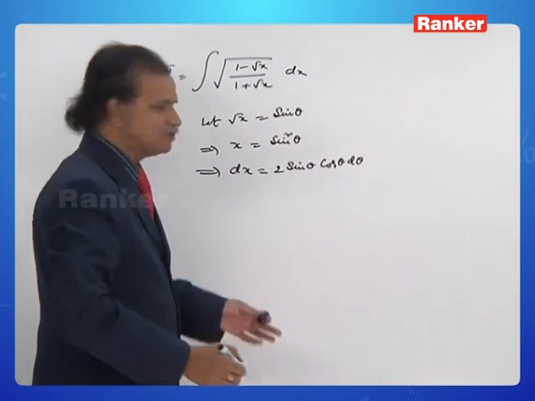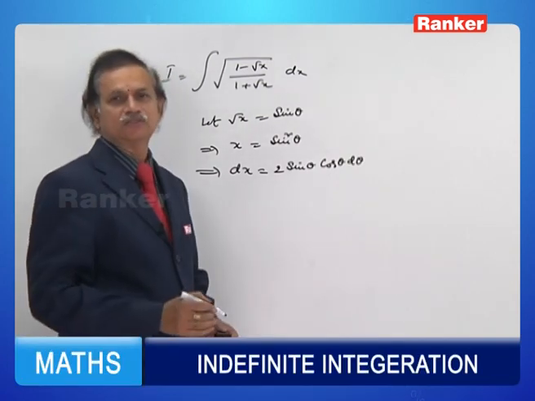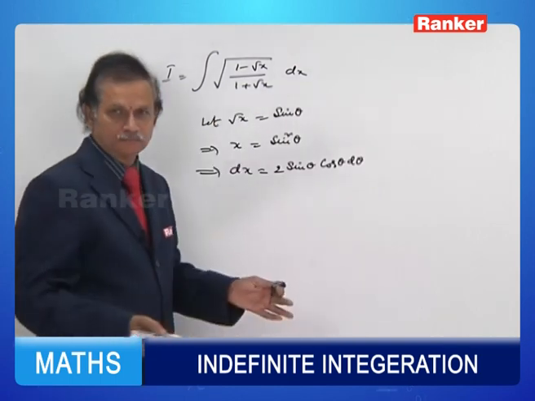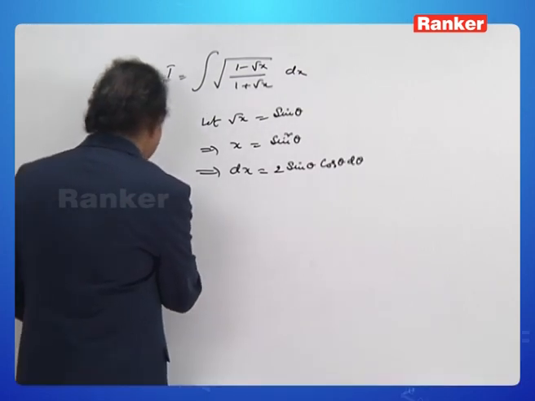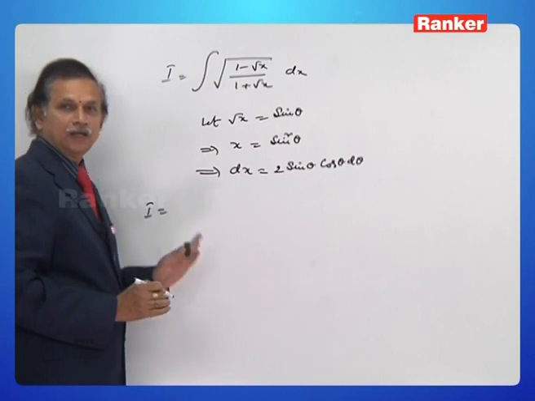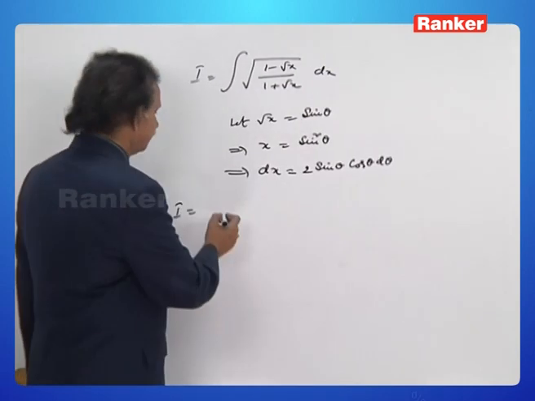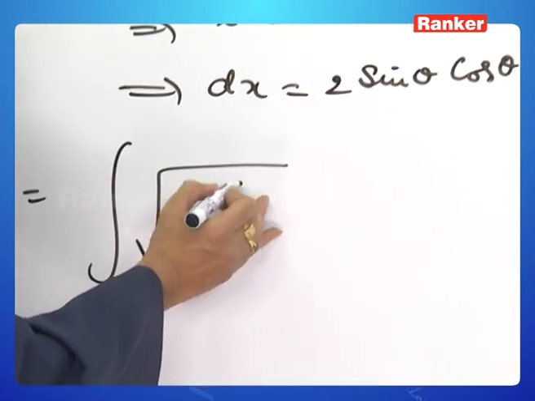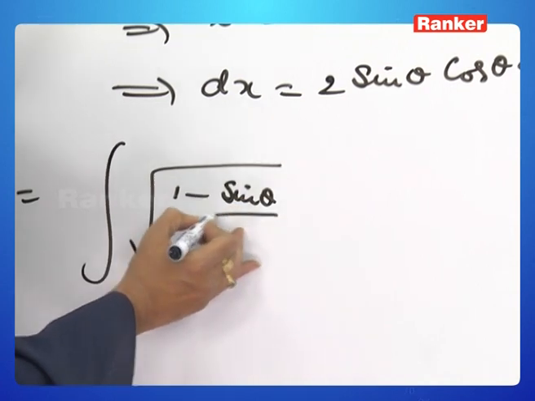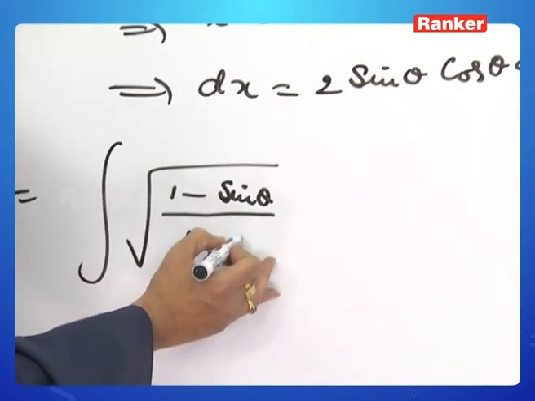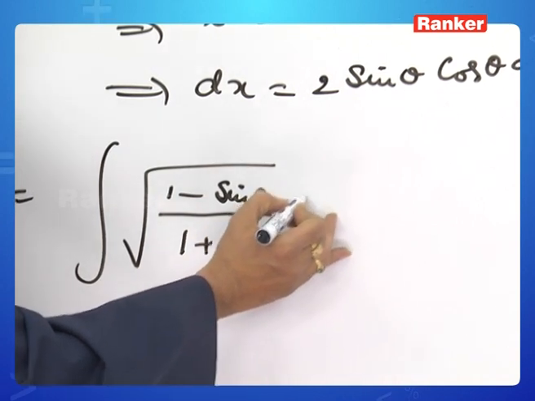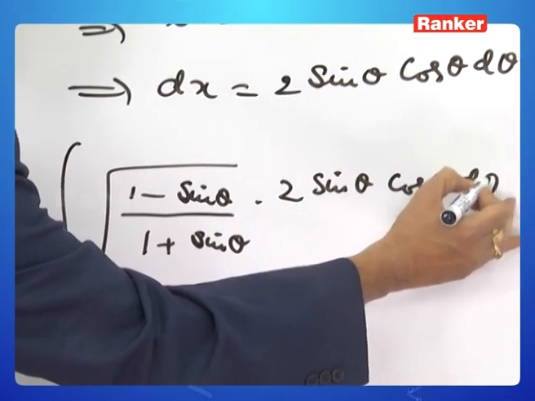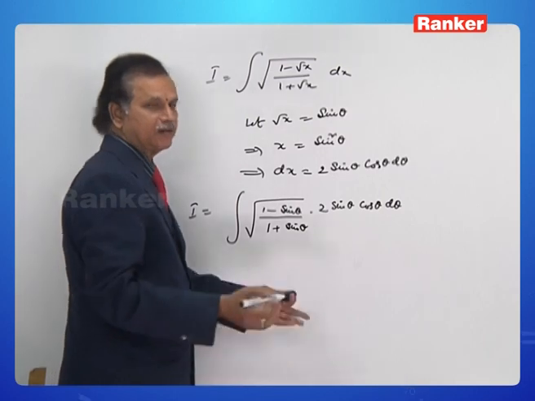Well done. We could have known what is to be written in the place of dx: 2 sine theta cos theta d theta. What about the remaining? We shall look at. The required integral I is equal to integral of 1 minus, what is root x? Sine theta, 1 minus sine theta by 1 plus sine theta, into 2 sine theta cos theta d theta.